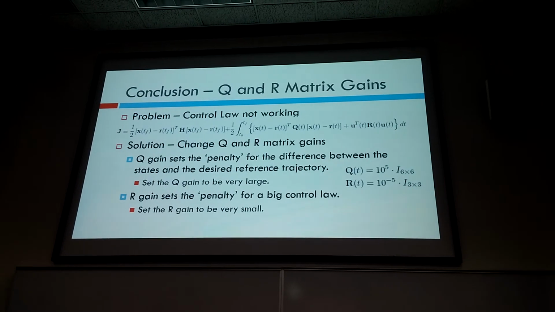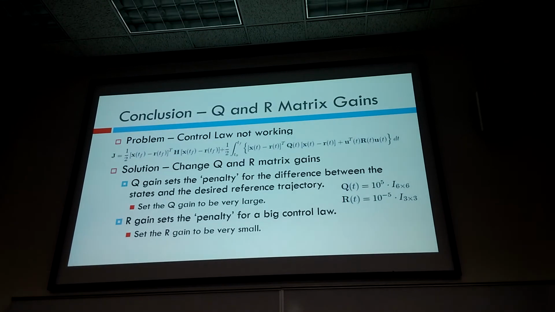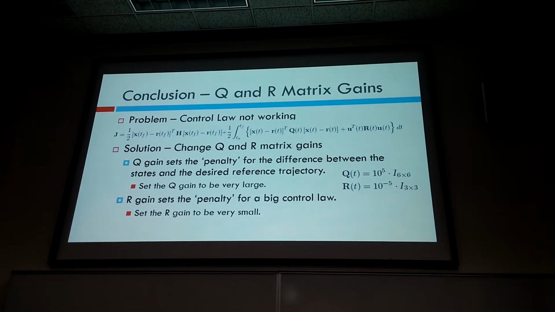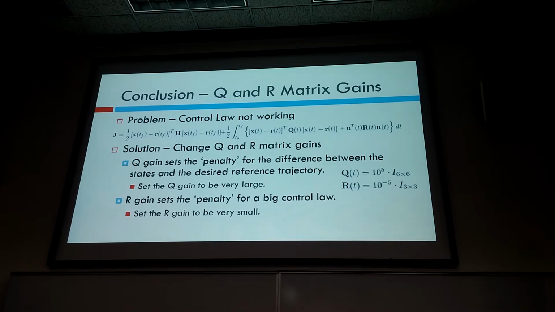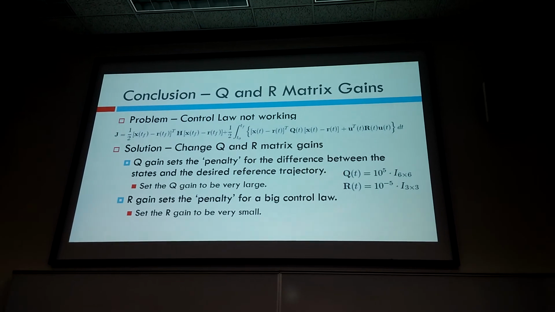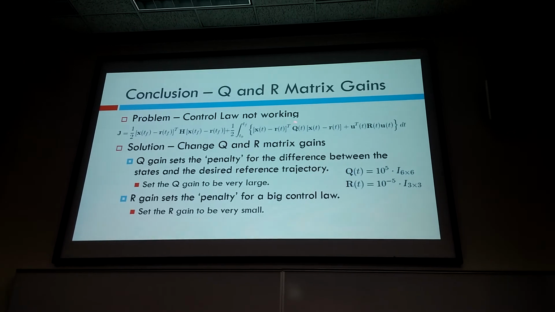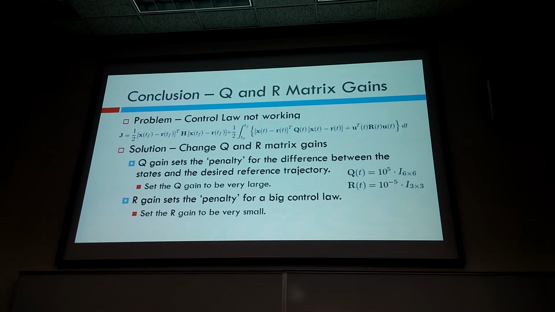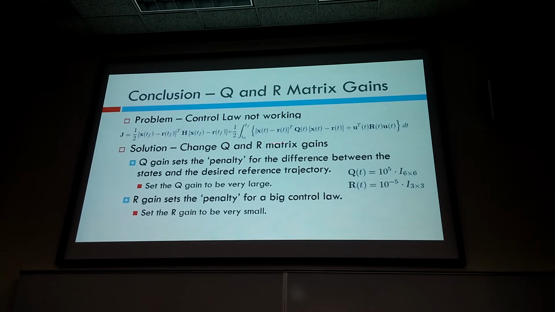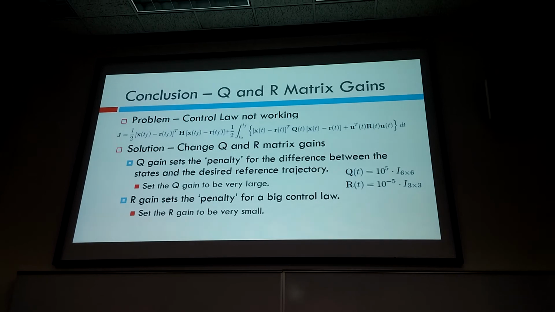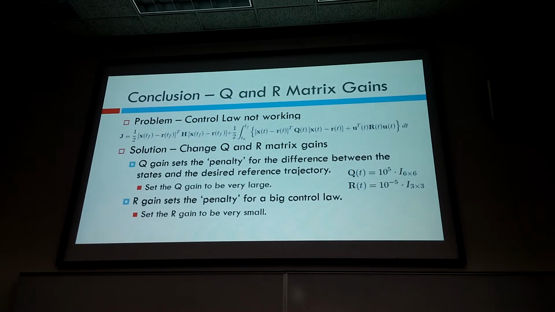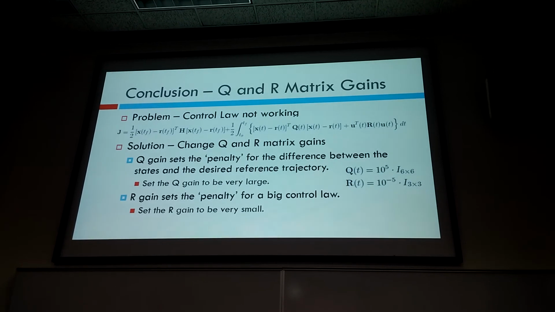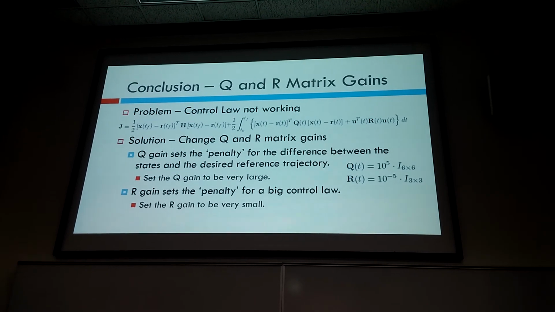Lastly, the last problem I encountered was setting my Q and R matrix gains. Now, when I was working on this problem, I got my code to work. However, it wasn't giving me the results I wanted. So what I did was I looked at the Q and R matrix gains. Now, Q sets the penalty for the difference between your states and the reference trajectories. And we're trying to minimize this J. We're trying to minimize the stuff in this integral. So if we set a large Q gain, we're going to increase the penalty for the difference between the states. And that helps our system track the states to the reference trajectories more closely.